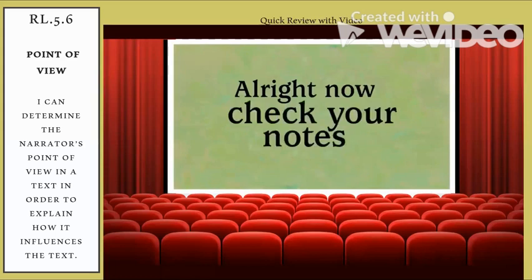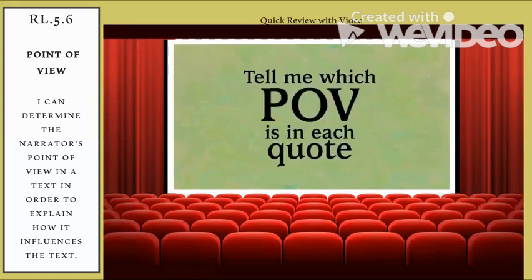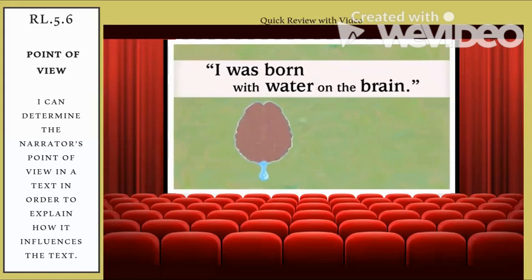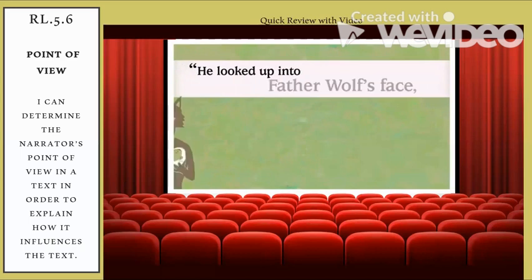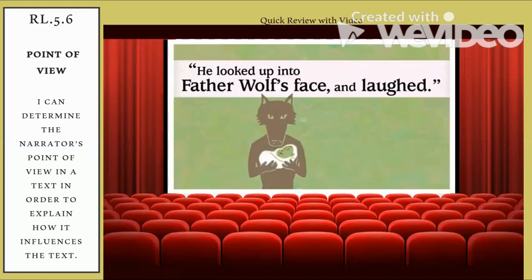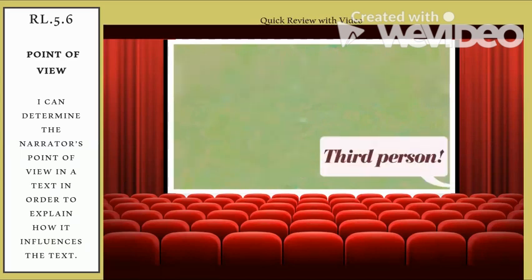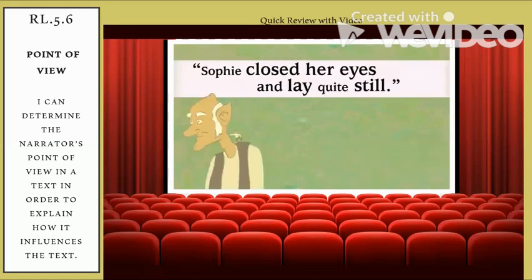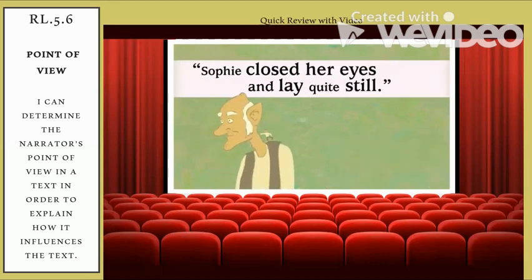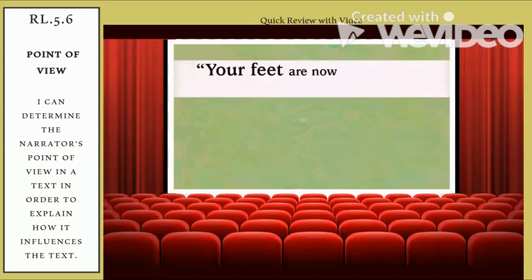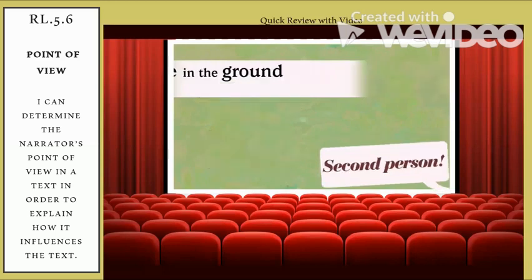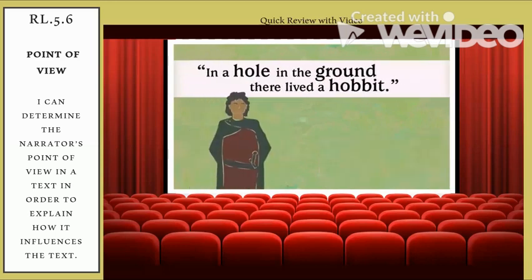Alright now, check your notes. Tell me which POV is in each quote. I was born with water on the brain. That's First person. He looked up into Father Wolf's face and laughed. That's Third person. We didn't always live on Mango Street. That's First person. So we closed our eyes and lay quite still. That's Third person. Your feet are now stuck in green slime. That's Second person.